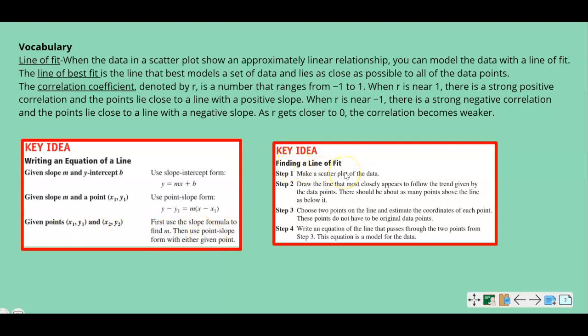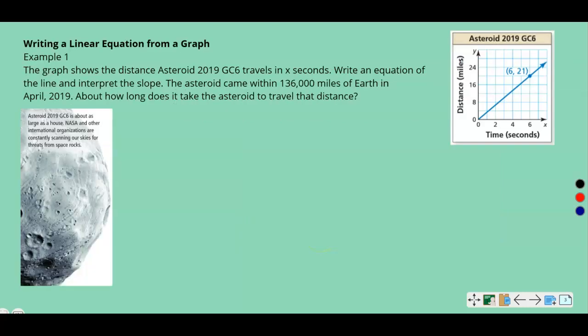Finding a line of fit. There are 4 steps to doing that. Make a scatter plot. Draw the line that most closely appears to fit the data points. Choose 2 points on the line and estimate the coordinates. And write an equation of the line.